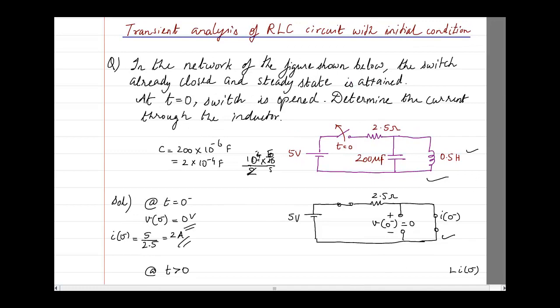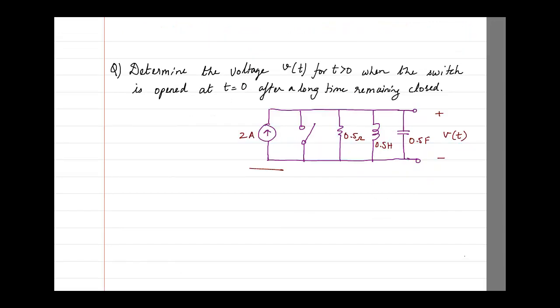Let us look at another problem of RLC. Here we have another circuit. The problem is: determine the voltage V of t for t greater than 0 when the switch is opened at t equal to 0 after a long time remaining closed. So here the condition is that the switch is opened at t equal to 0.